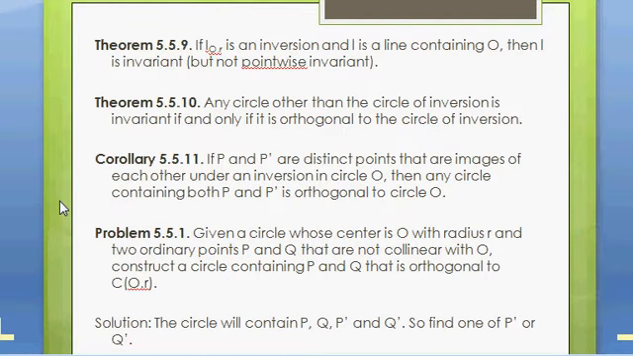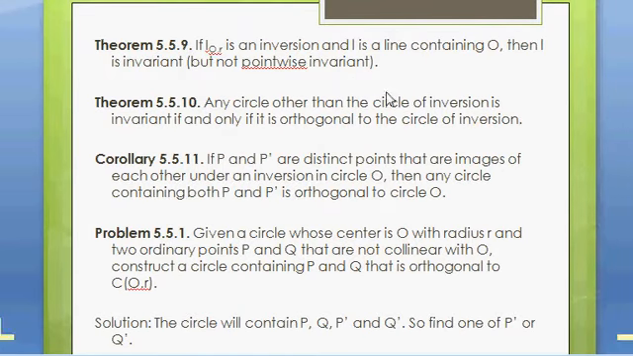Okay, we just have a few more theorems that I want to walk you through here. Theorem 5.5.9 tells us that if we have an inversion, lines not containing the center get mapped to circles that do. Lines that contain the center wind up being invariant, meaning that line gets mapped to the same line, but it's not pointwise. The points on the line shuffle. We'll take a look at that in a second.